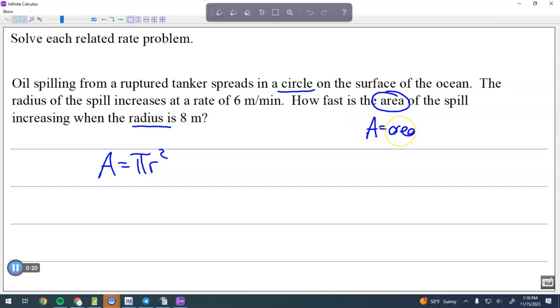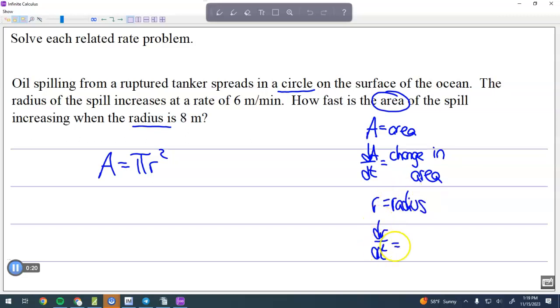So A is area. dA/dt, that's the derivative of area. Well, derivative is velocity, or how much it changes. So dA/dt is the change in the area. And then pi is not a variable, it's just a number. And then r, same idea. r is radius, and dr/dt is the velocity of the radius, or the change in the radius.